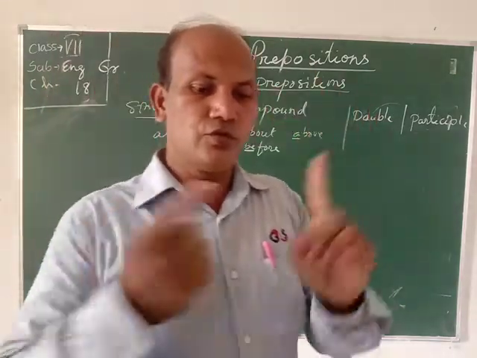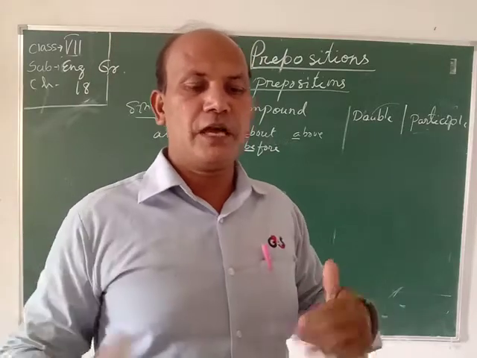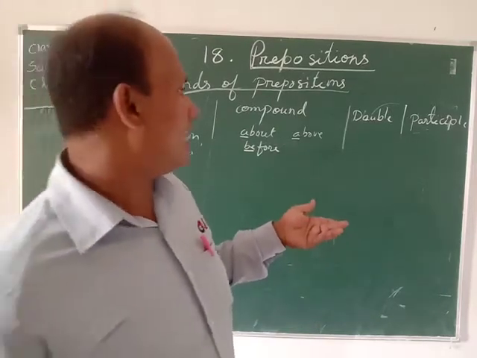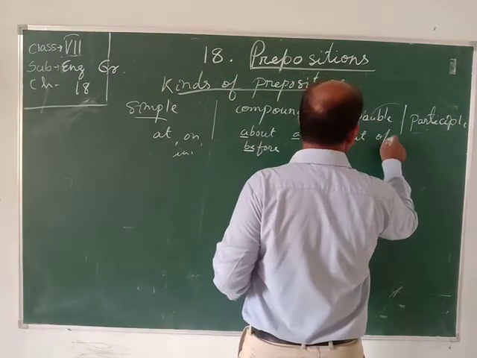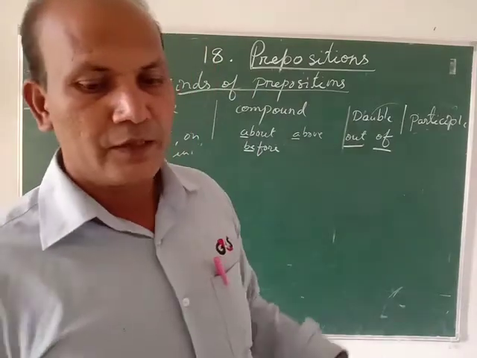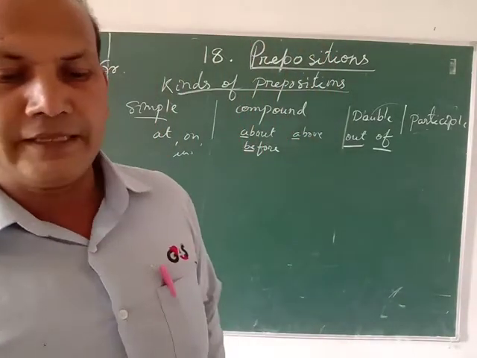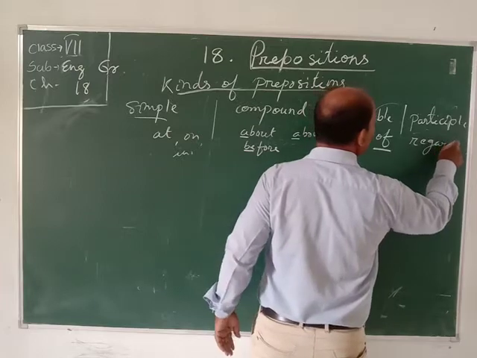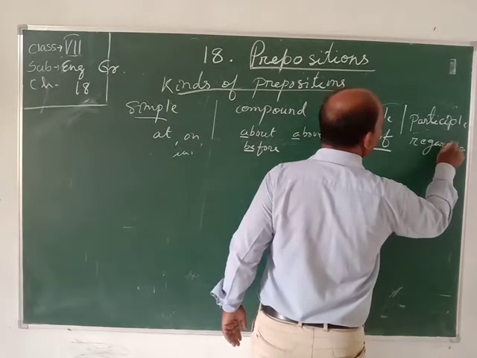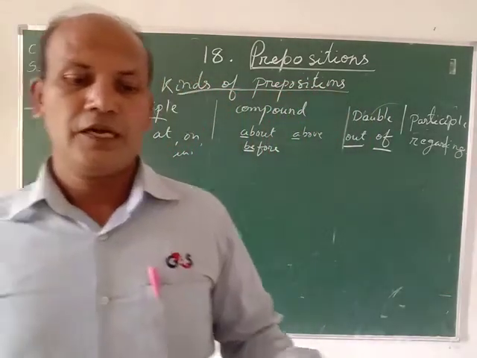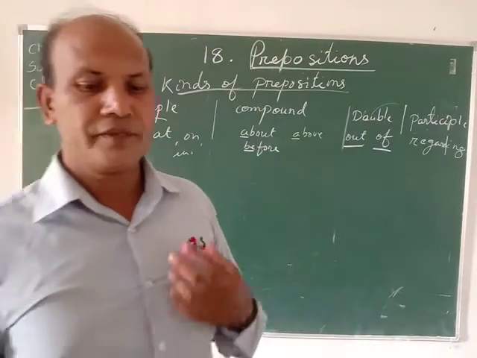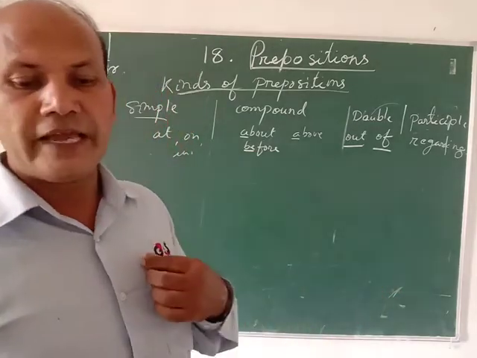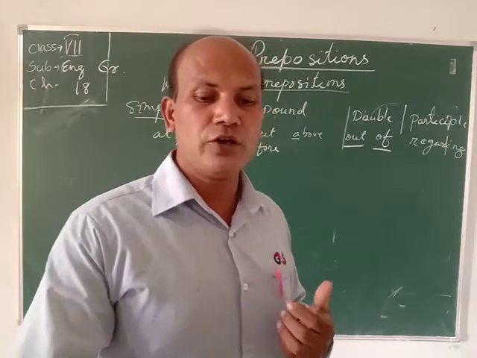And double prepositions are two words: from above, from beneath, out of, from among. Yes, these are all double prepositions. Participle means the verb in its ing form, and that is also used as a preposition: regarding, considering, bearing, notwithstanding, etc. Then comes the phrase preposition: instead of, in spite of, in case of, according to, along with, by way of. These are all phrase prepositions.